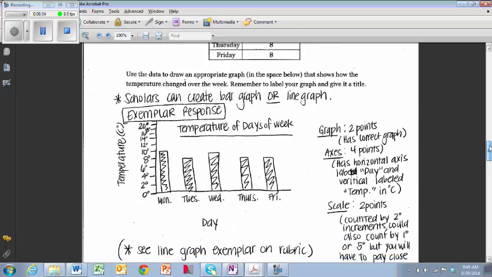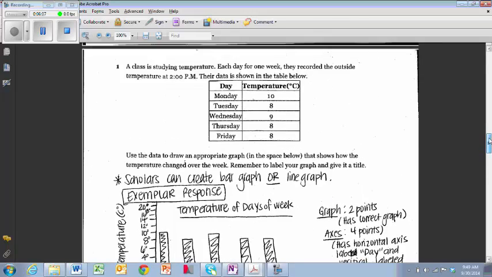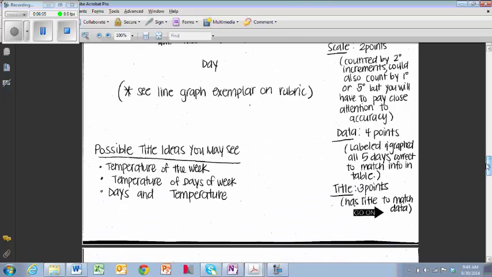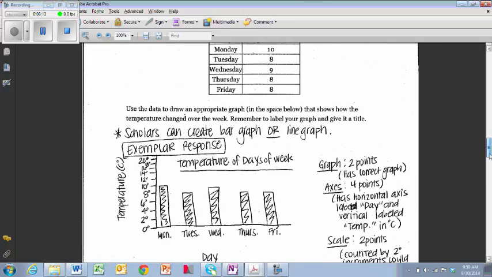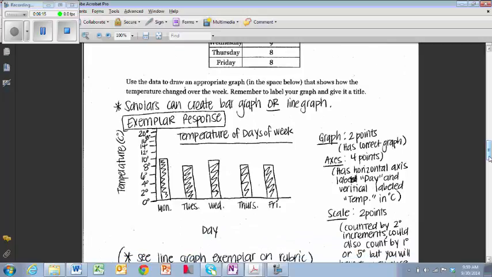The last thing to note for question number 1 is the title. So there's several different titles that you may see. The most important thing with the title is that they're including the independent and the dependent variable within the title. So that means that they actually note something about the temperature and the days of the week.